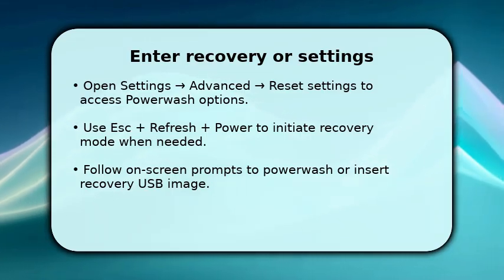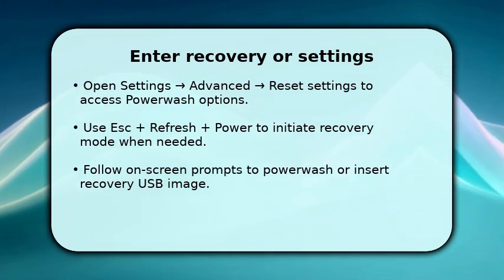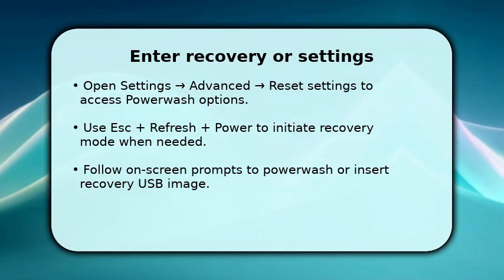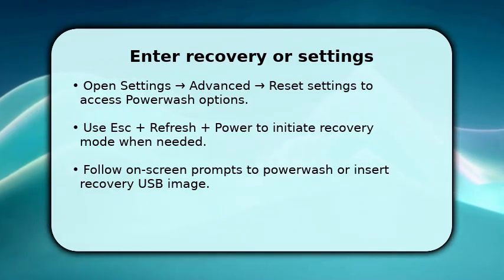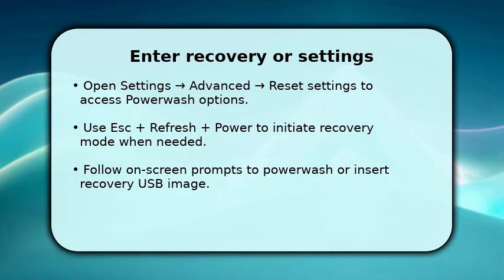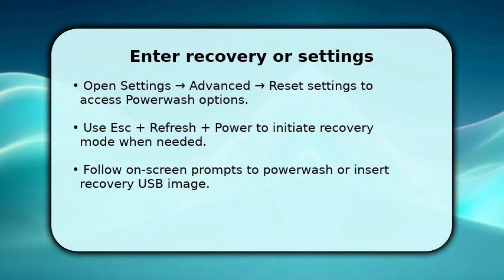If hardware recovery is required, reboot into recovery with ESC plus refresh plus power, then follow prompts to restore from a USB image. You do this to remove profiles, disable manage settings, or re-image the OS, so the Chromebook is effectively disabled for its prior configuration.